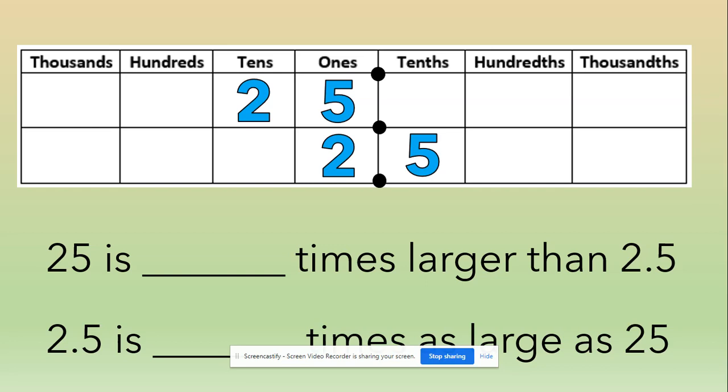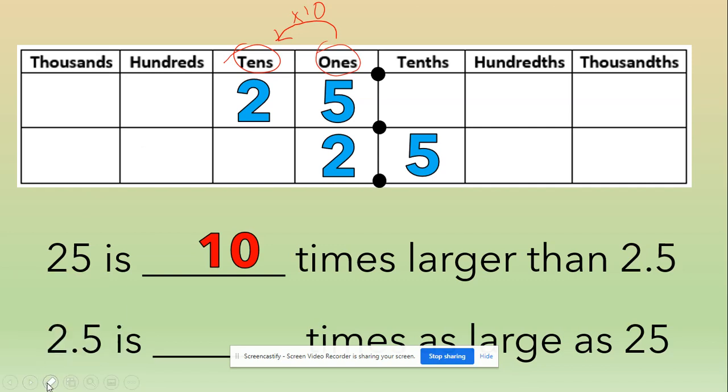Let's compare the two. So here in 25, the 2 is in the tens place. We're going to be comparing that to the 2 in the ones place. So that's one place value to the left, which means that it is 10 times greater. The 2 in the tens place is 10 times greater than the 2 in the ones place, which means that 25 is 10 times larger than 2 and 5/10.